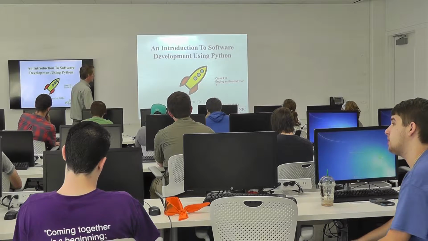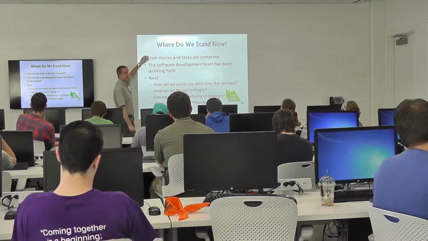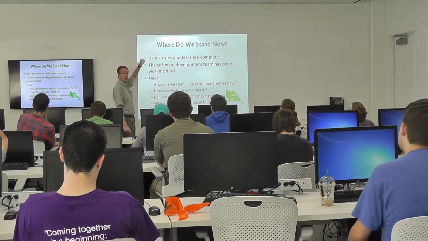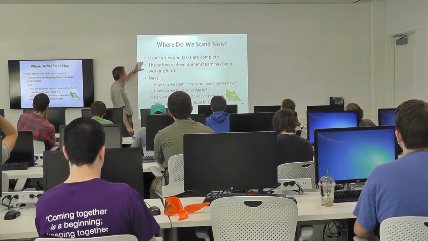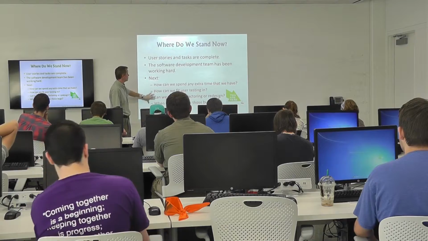All right. So where do we stand? We've got our user stories and our tasks. We laid all that stuff out. We put it into iterations. The software developers have been working on it. Hopefully that's now all taken care of. Okay? The software development team has been working very, very hard. And so what do we have to do next?